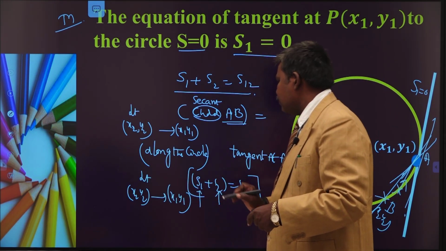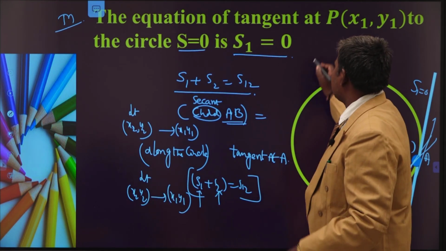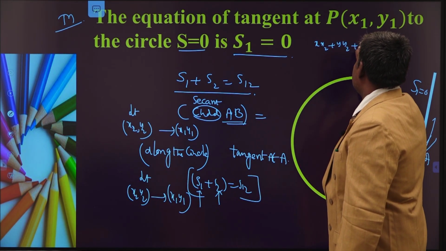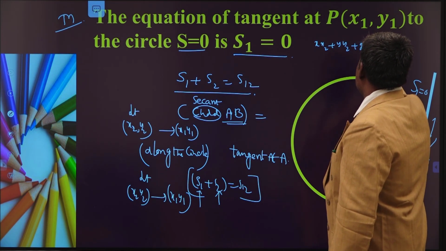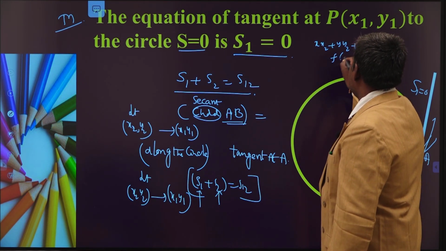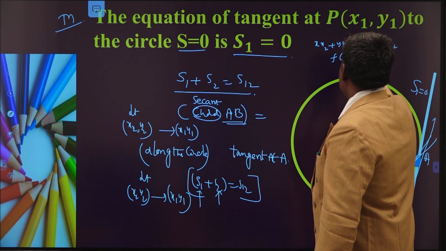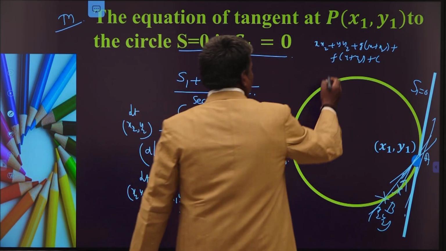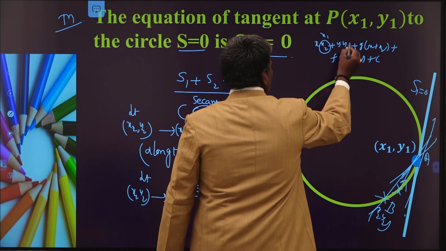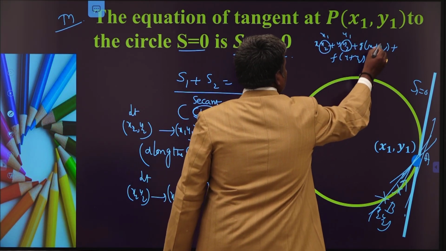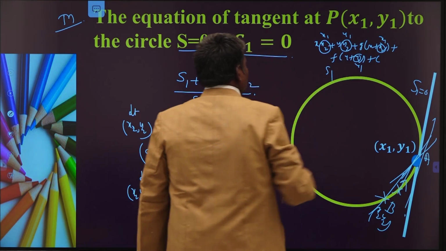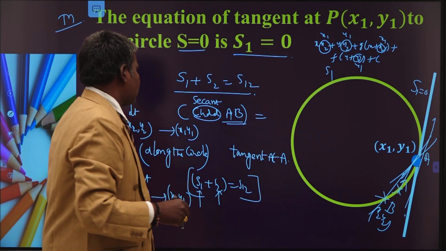What about S2? S2 means xx2 + yy2 + g(x + x2) + f(y + y2) + c. Replace (x2, y2) by (x1, y1). What happened? This is x1, this is y1, this becomes x1, this becomes y1. Is it S1 or not? So S2 becomes S1.